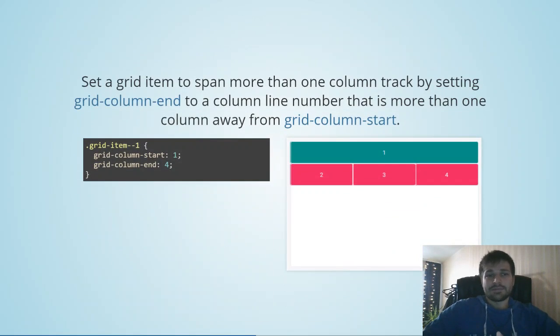Set a grid item to span more than 1 column track by setting grid-column-end to a column line number that is more than 1 column away from grid-column-start. So in this example we see that grid item 1 uses all the width of the container.